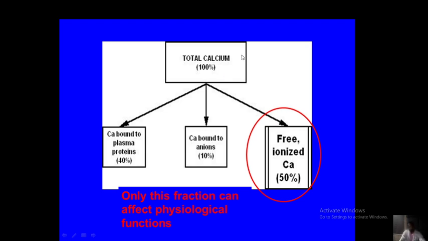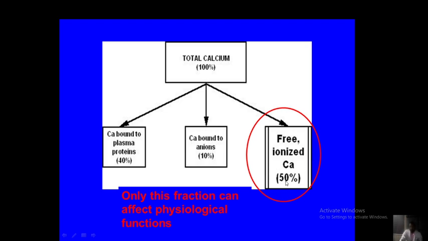Okay. This is all about total calcium. I already told you, calcium is in two forms. Mainly it is a bonded form, bonded to plasma protein, mostly albumin. And the other is the non-bonded form, which is the free calcium or ionized calcium.